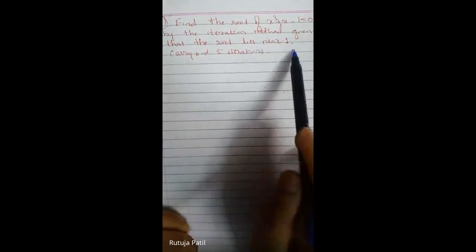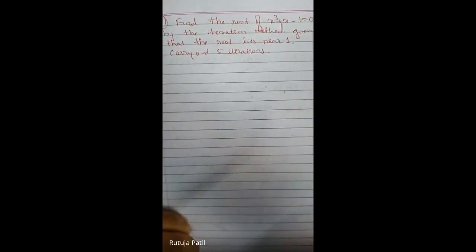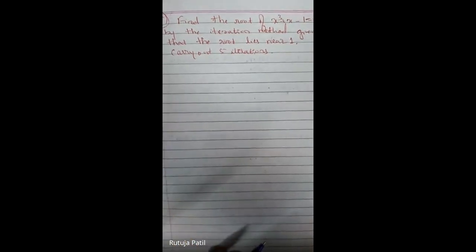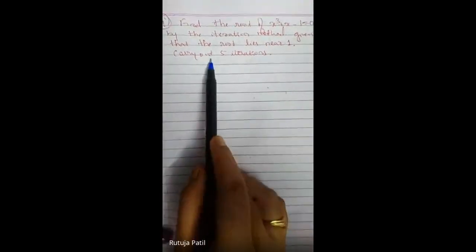So what does it mean? Here we need not find the interval values, because they have already given in the question itself that the root lies near 1, meaning the x naught value, that is the initial approximation value, is given. So we can take the same value. And how many iterations do we need to do? We have to carry out 5 iterations.